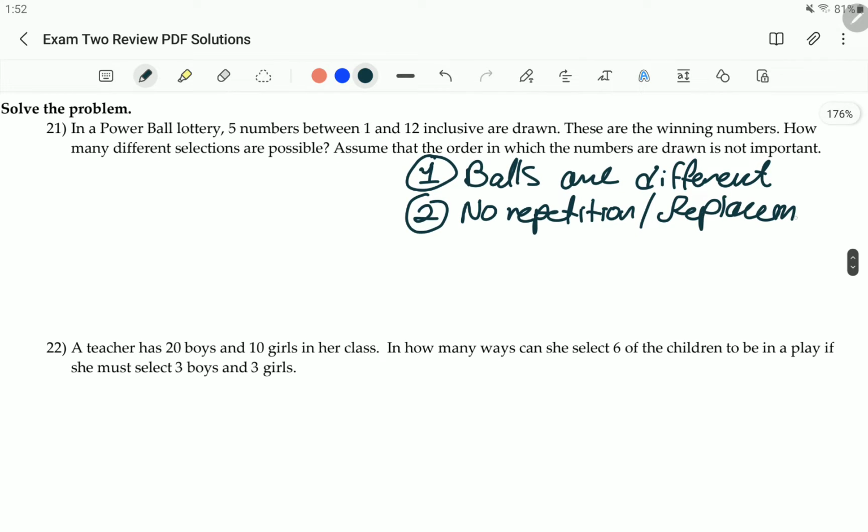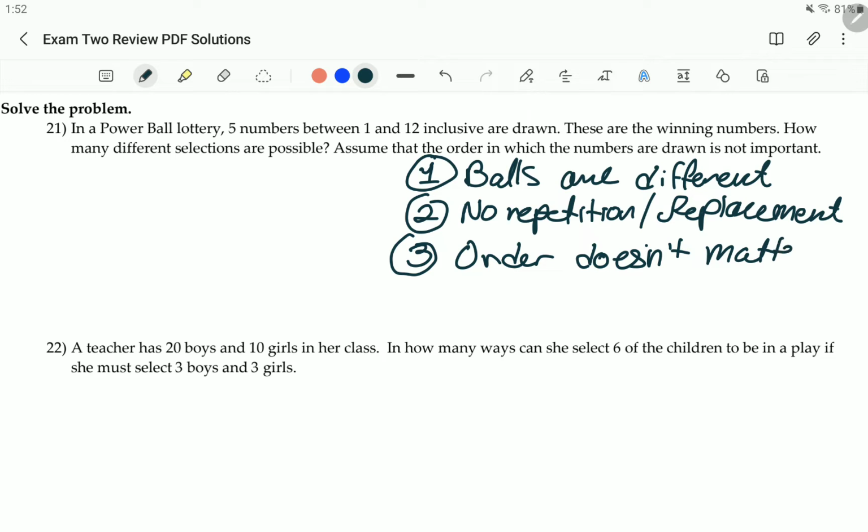Zoom out a little bit. And number 3, it says, assume that the order in which the numbers are drawn is not important. So the order does not matter. Because the objects are different, there's no repetition or replacement, and the order doesn't matter, we are using a combination.